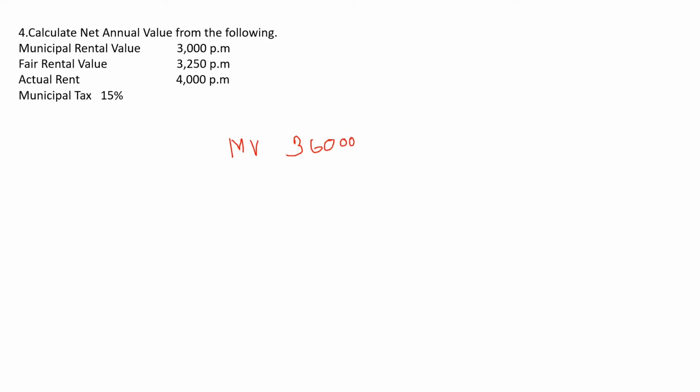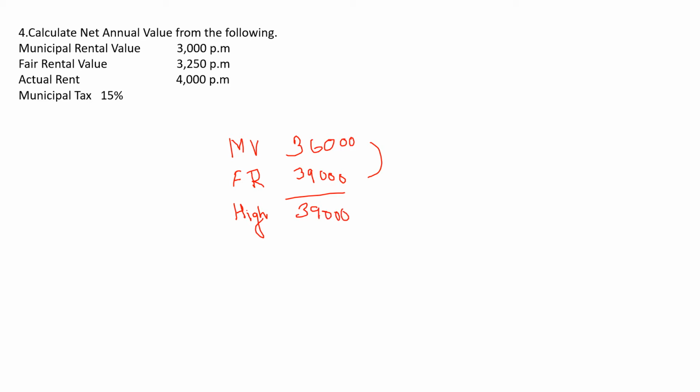Fair rental value has been given. Yes, so we write fair rental value. Fair rental value is 3,250 per month. That means it is 39,000. We are multiplying it by 12 as nothing has been provided. Okay, so we will be taking the higher of these two. The higher of these two will be how much? 39,000, right?